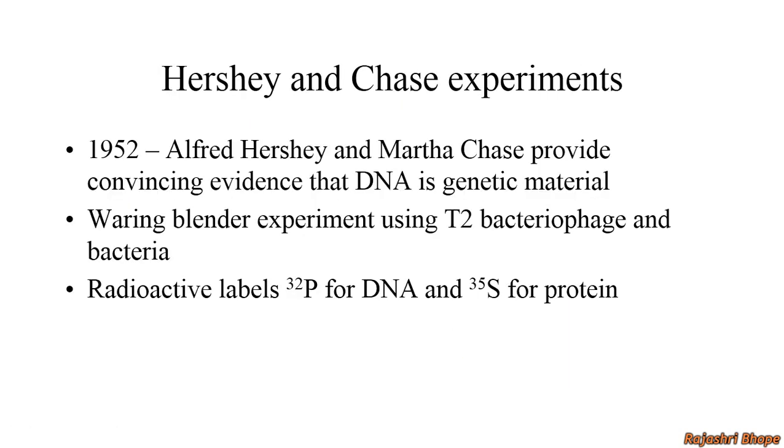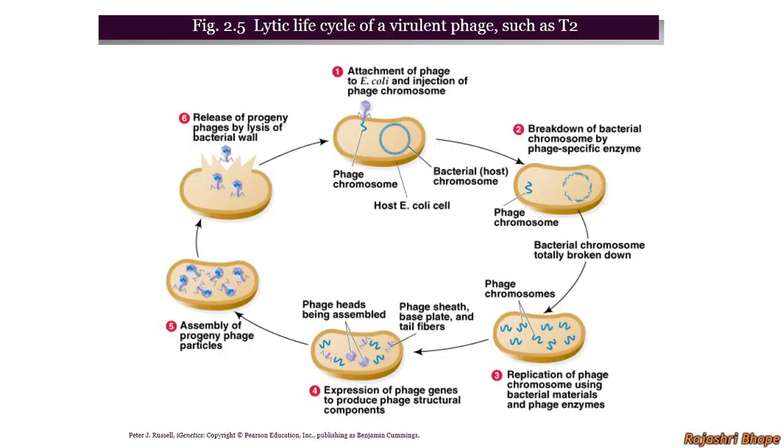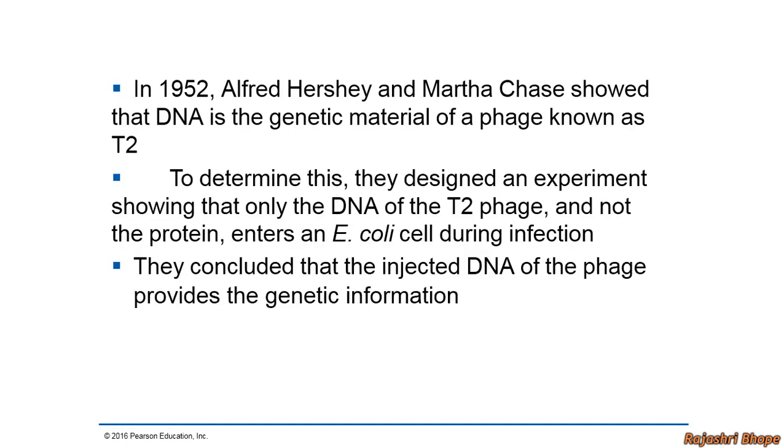Then the third experiment is the Hershey and Chase experiment. In 1952, Alfred Hershey and Martha Chase provided convincing evidence that the DNA is genetic material. They used bacteriophage T2 for their experiments. This experiment is also known as the Blender experiment.